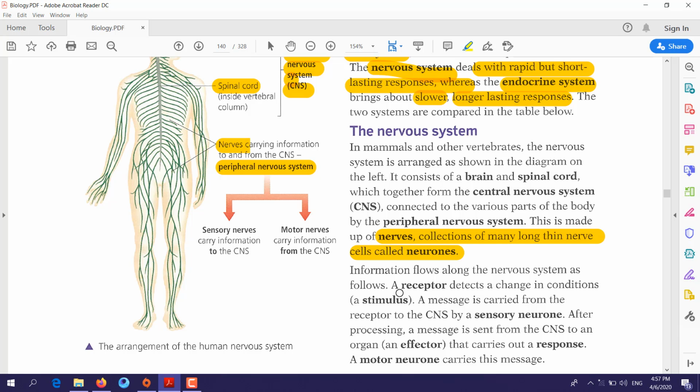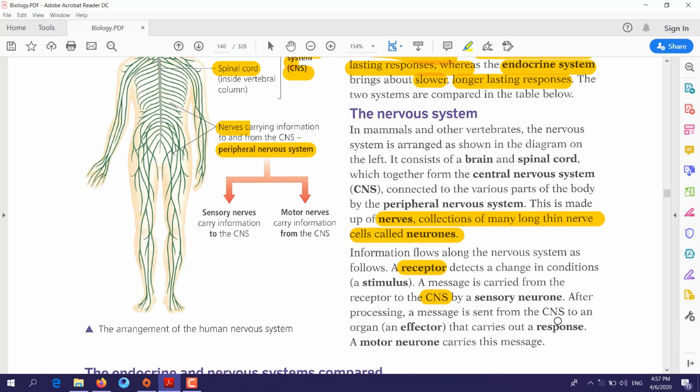Firstly, we have a receptor. The receptor detects a change in condition. A message is carried from the receptor to the CNS by a sensory neuron. After processing, a message is sent from the CNS to an organ or effector that carries out the response. A motor neuron carries this message.